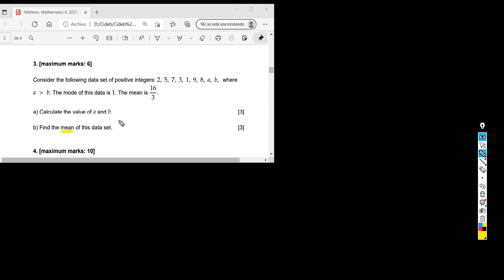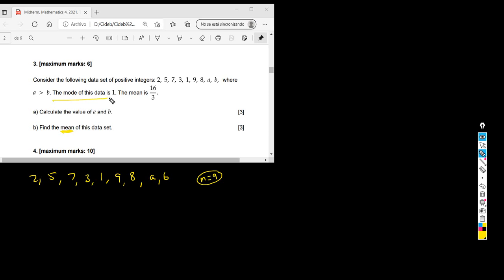Okay, so let me copy these numbers: 2, 5, 7, 3, 1, 9, 8, A and B. So we have 1, 2, 3, 4, 5, 6, 7, 8, 9, 9 values in my data set. Okay, let me order my data set. Well, no, I cannot do that because I don't know yet how much is A and how much is B. How do I start investigating this problem?